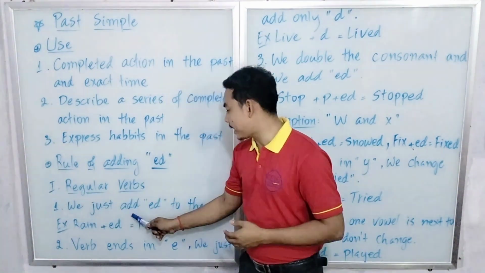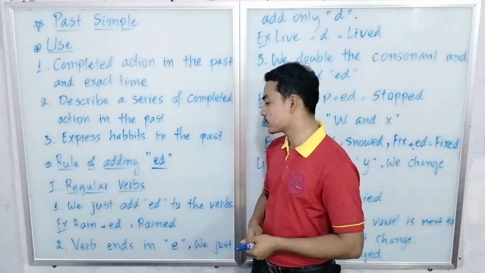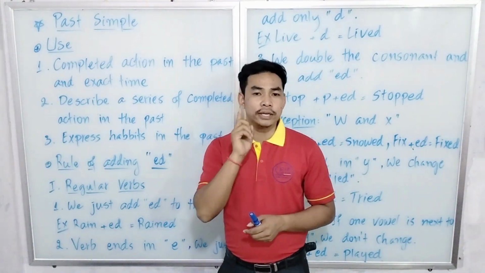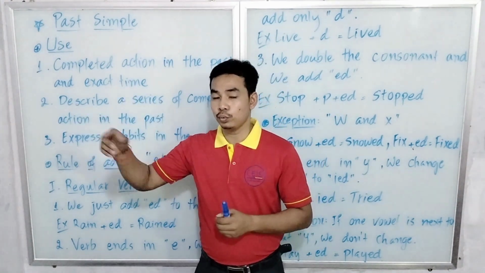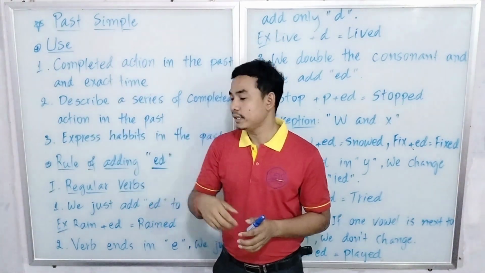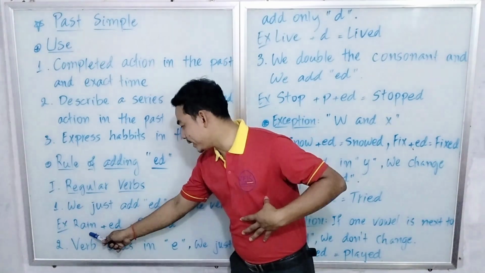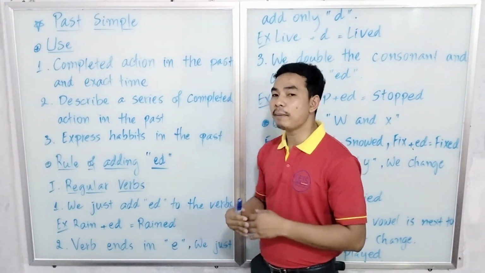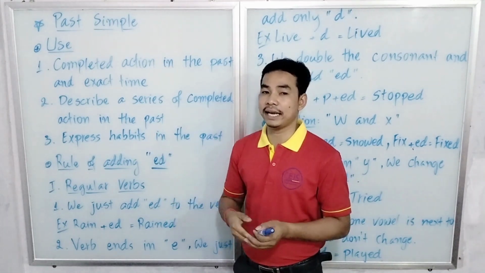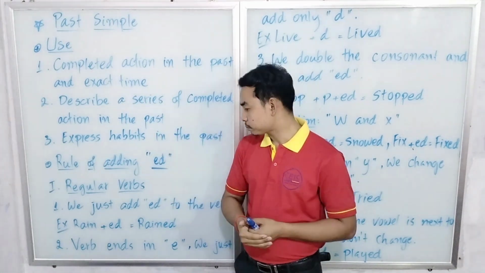One, we just add ed to the verbs. The general way is that we add ed to most verbs. You don't care, we just add ed. For example, rain plus ed, rained. And there are many more verbs that we can add ed to.